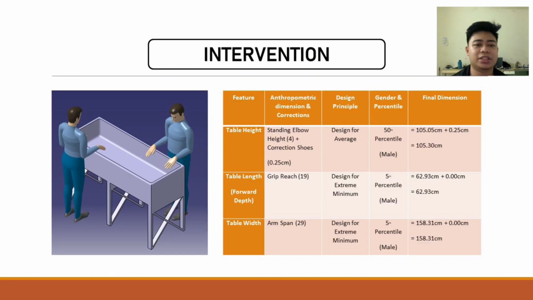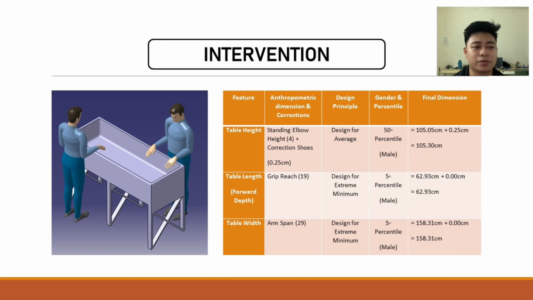In our intervention, we propose a table with long seats so that they can wash the fruits while standing, with no bending and awkward posture. The features we included in designing the table are table height, which is according to the elbow height, table length, which is according to the grip reach, and lastly table width, which is according to the arm span. For the table height, we go for the 15th percentile.